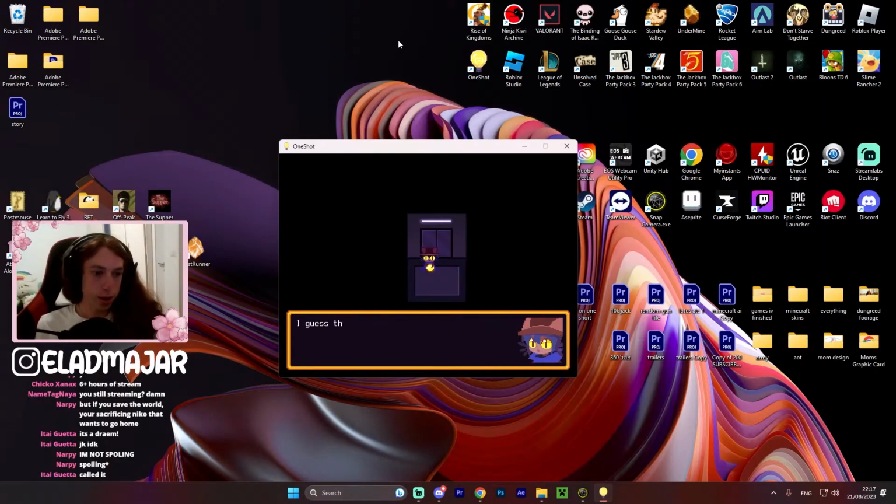Sure, it's taking a while. I guess this elevator leads to the top of the tower.